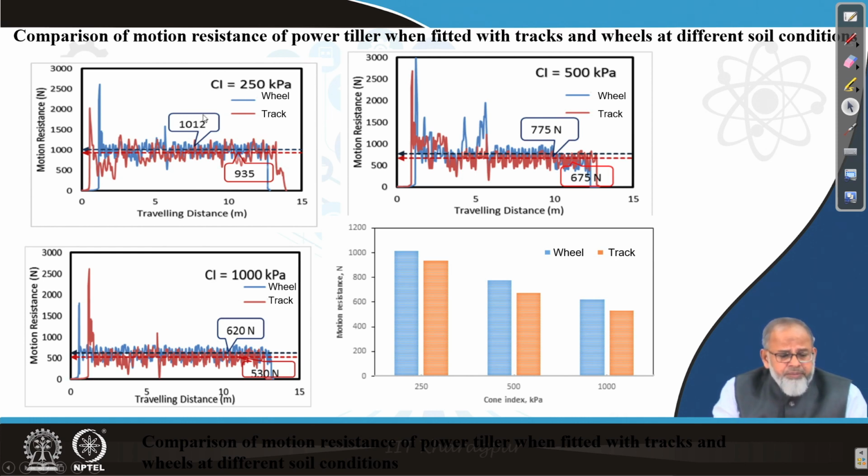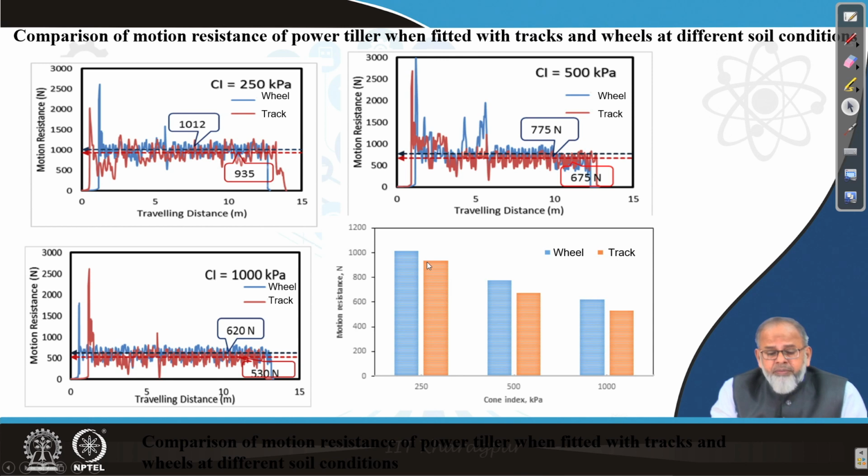The reason is very simple. A soft soil means more compaction, so more rut formation. Hence, more power or more force is required to overcome that rut, to ride over that rut. So that could be the reason. So when you compare at different soil conditions, that means 250 kilopascal, 500 kilopascal, 1000 kilopascal, you can see always the trucks are better than wheel.